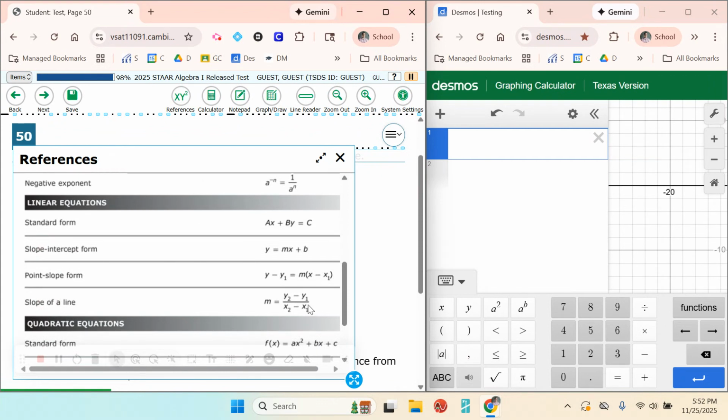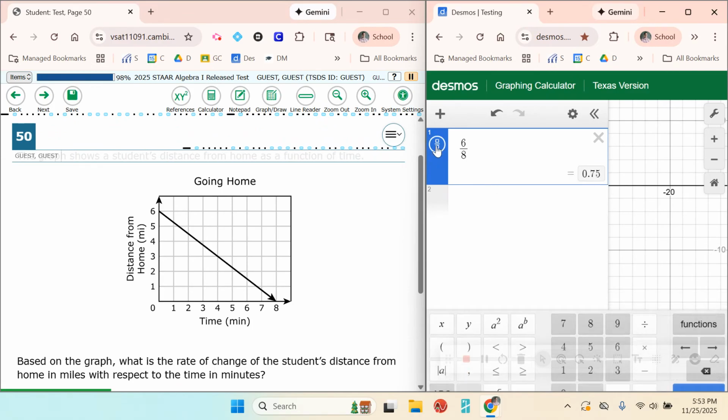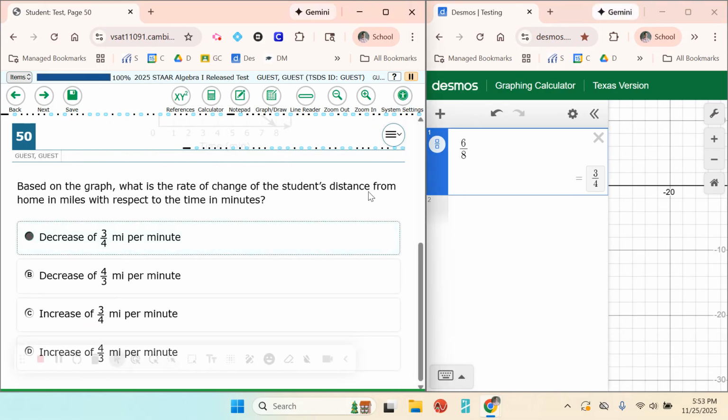Notice the y's are on top, the x's are on bottom. So look at the y value. The first y value you have is 6. Look at the bottom. The x value that you have is 8. I'm going to type in the 8. That gives me the 0.75, which of course as a fraction would give me 3/4. And I know it's decreasing. I'm decreasing at 3/4 miles per minute.